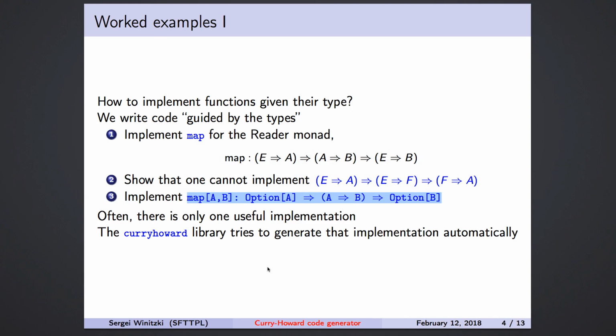So looking at these examples, we see two things. First of all, often there's just one useful implementation. Just look at the type and you have one implementation. And sometimes you have none. And sometimes you have more, but one of them is more useful than others because it doesn't lose information.